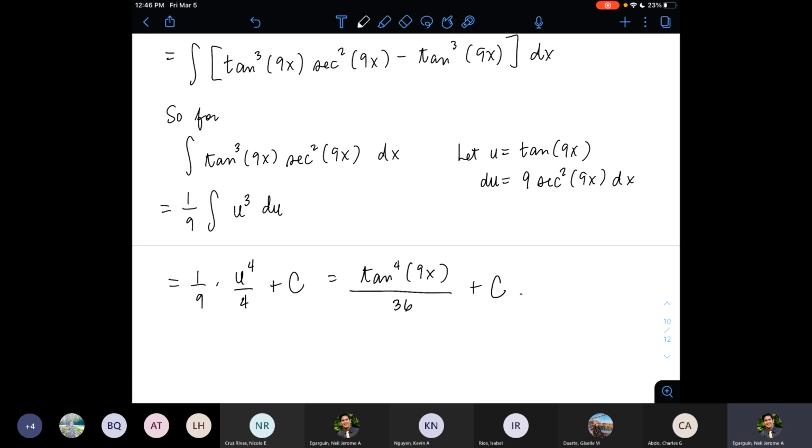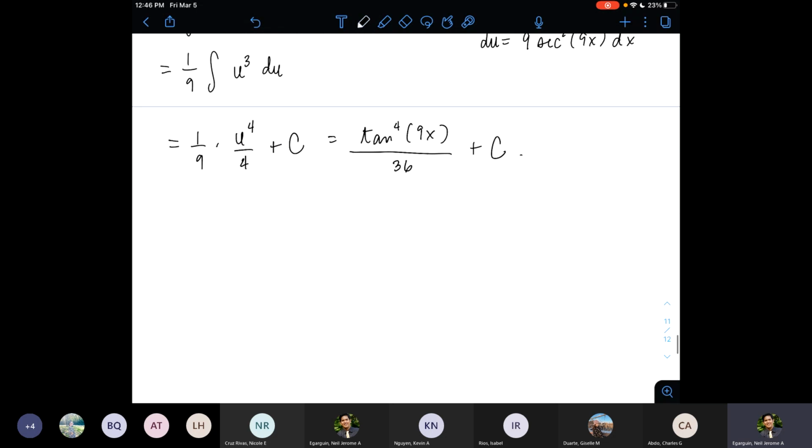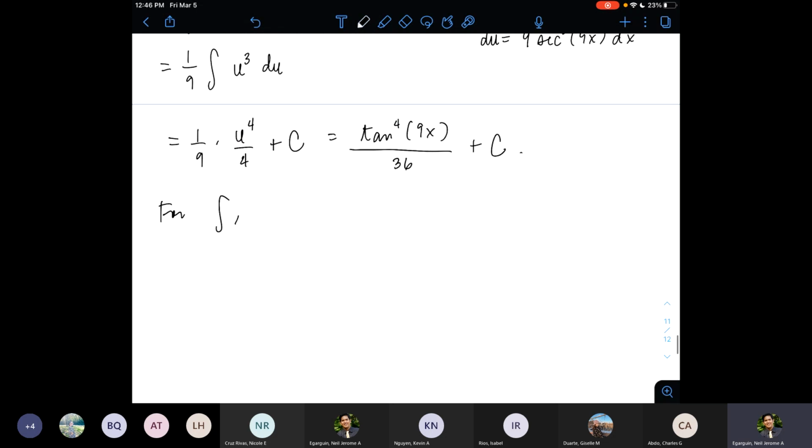Okay, but that's just for the first term. So we're done with this. That's evaluated. So what remains to be evaluated is the tangent cubed over there. So let's do that here.